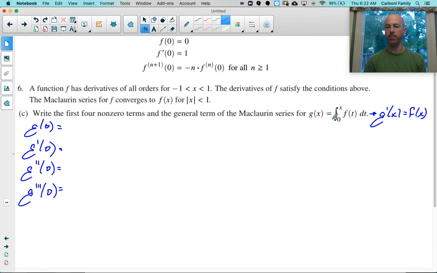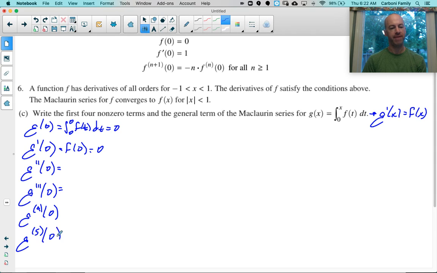So g(0), g is the integral from 0 to x. So g(0) will be the integral from 0 to 0. And unfortunately, that does equal 0. So that one's no good. g'(0) would be f(0). And that, unfortunately, is 0 as well. So at this moment, I know I need to go at least down to my 4th derivative of g and my 5th derivative of g. I know I've got to go at least that far to get my 4 terms because my first 2 return 0.